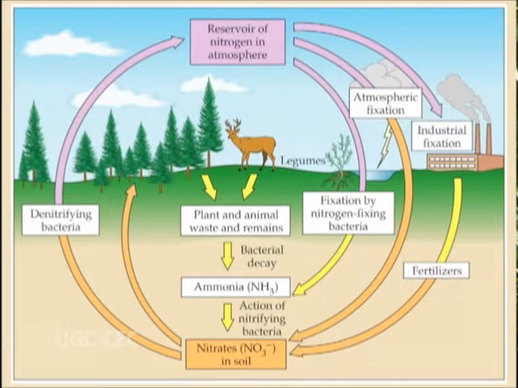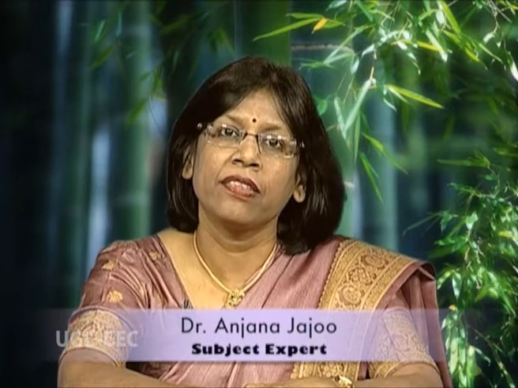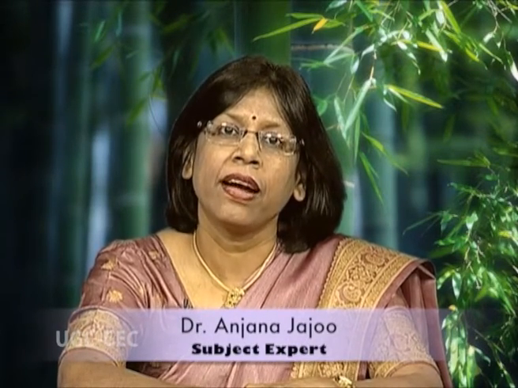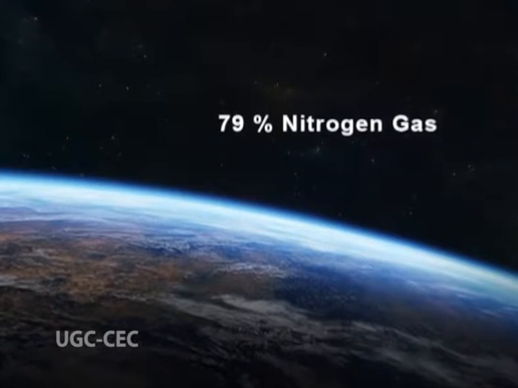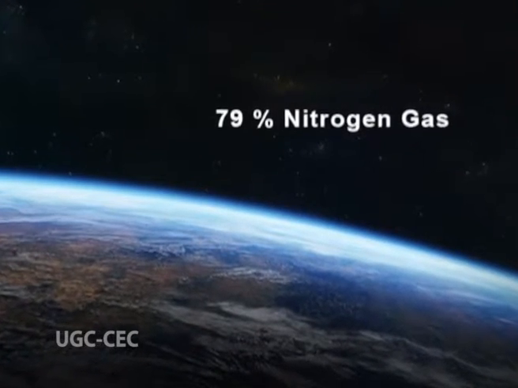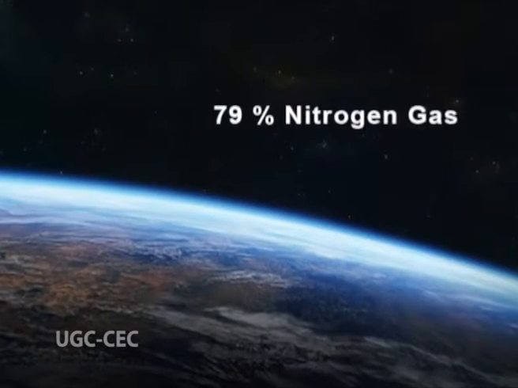The growth of all organisms depends on the availability of nutrients, and none is more important than nitrogen, which is required in large amounts as an essential component of proteins, nucleic acids and other cellular constituents. There is an abundant supply of nitrogen in the Earth's atmosphere, nearly 79% in the form of nitrogen gas.